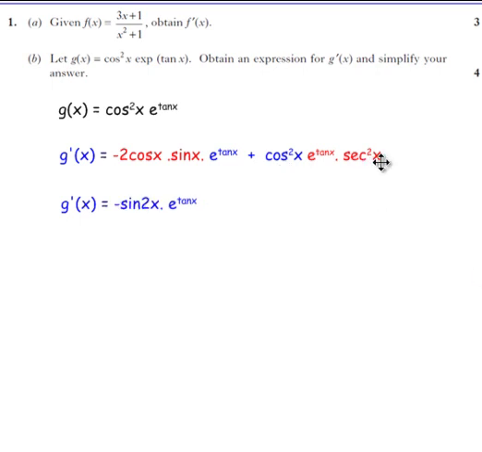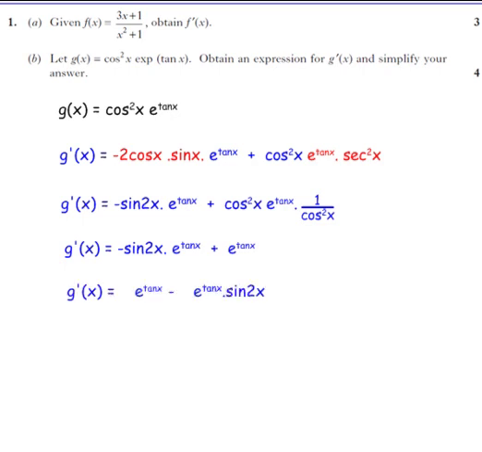Sec squared x is 1 over cos squared x, so we'll replace that by 1 over cos squared x. That then enables us to cancel off in the second term the cos squared x's. So we've got minus sin 2x e to the tan x plus e to the tan x. We can reverse the order here and then take out a common factor of e to the tan x, and inside the brackets will be 1 minus sin 2x.